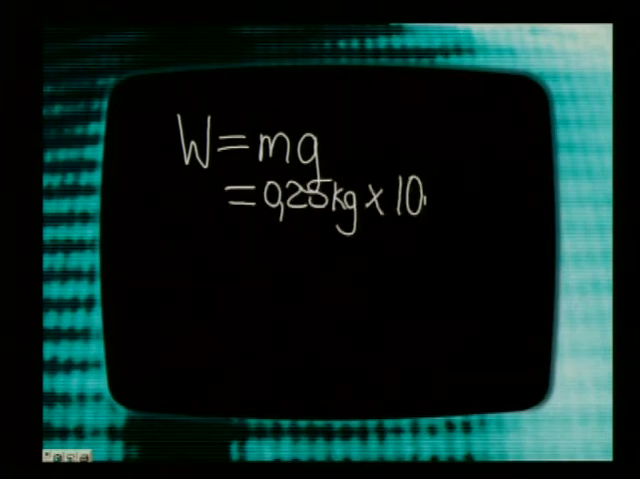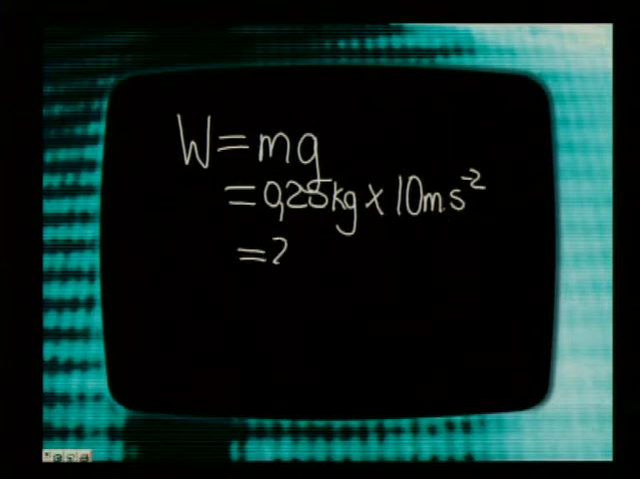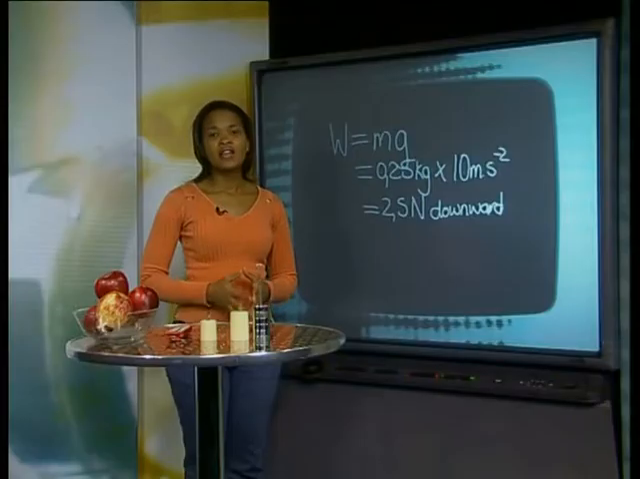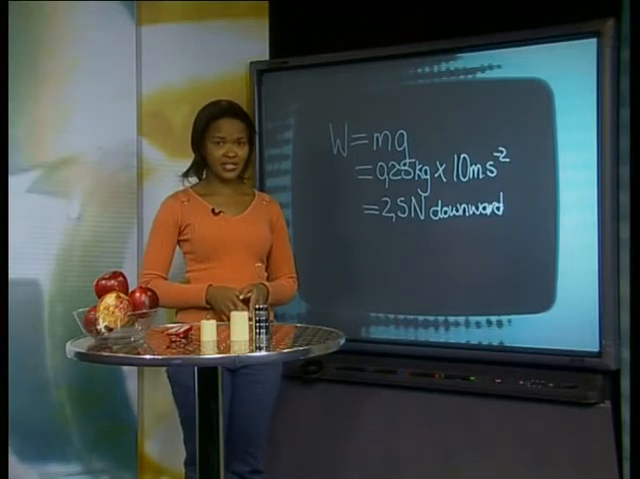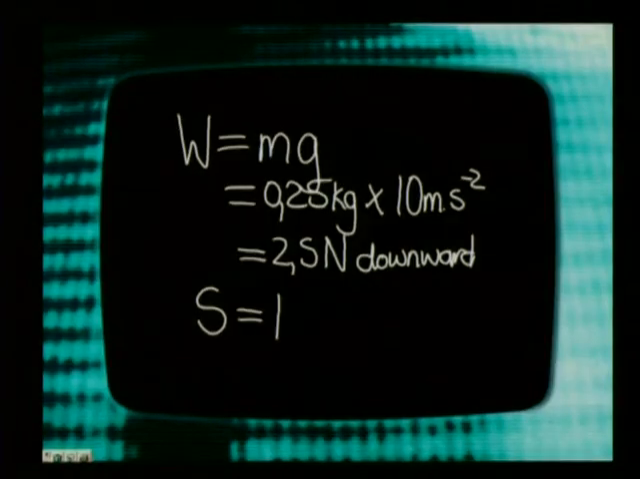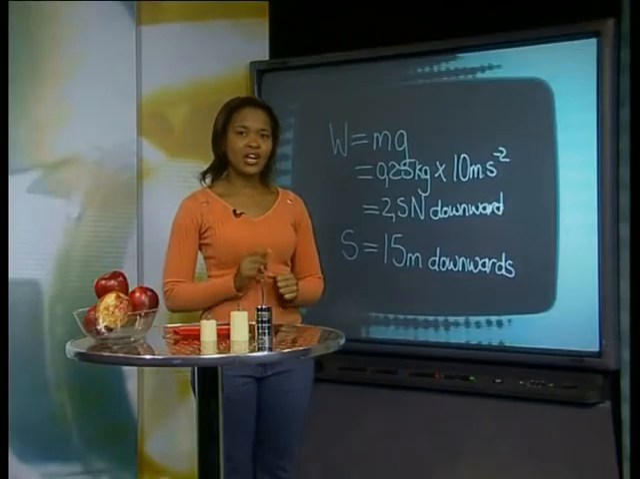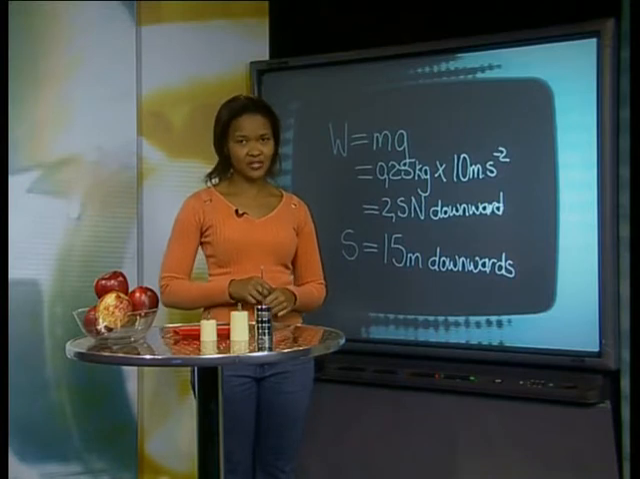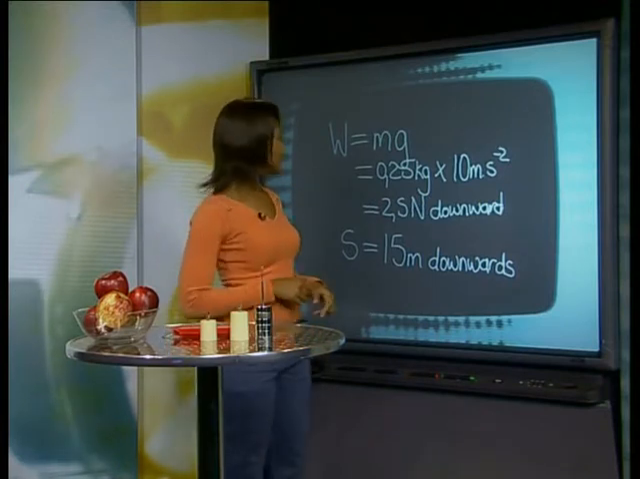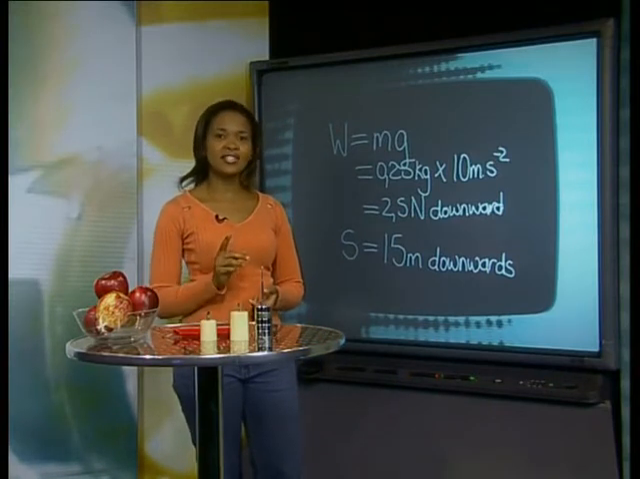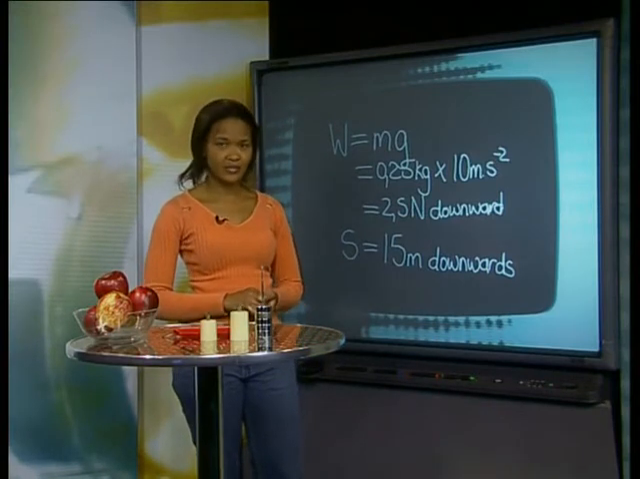I substituted the mass in kilograms and the gravitational acceleration. I found that the weight of the ball is 2,5 Newton downwards. The ball fell from a height of 15 meters, so its displacement is 15 meters. Now I need to calculate the work done by the gravitational field. Can you see that the force and displacement are in the same direction? So I can calculate work done by the gravitational field.